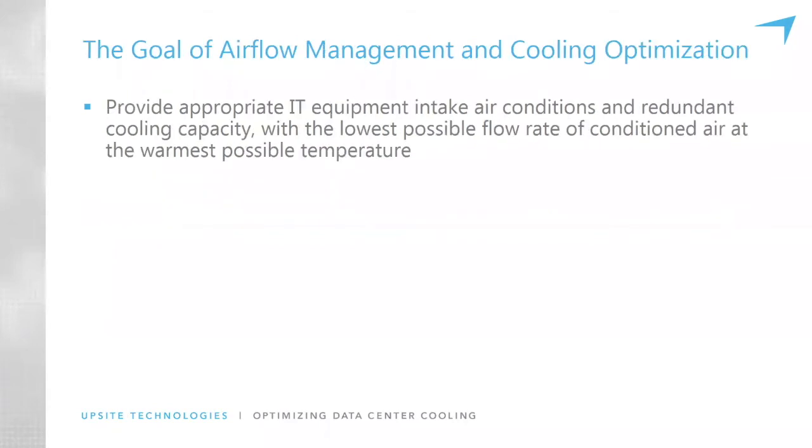So the goal of cooling optimization and airflow management is to provide the appropriate IT equipment intake air conditions and redundant cooling capacity, of course, with the lowest possible flow rate of conditioned air. That means the fan speed is at the lowest possible speed, and with the warmest possible supply temperature of air. So the lowest flow rate of air at the warmest possible temperature. And everything is done to achieve that goal. And when this is done, a number of benefits result. Cooling capacity is increased, IT equipment reliability is increased, and operating cost is reduced as much as possible, and a number of other benefits as well. So this is kind of my career in one sentence. This is cooling optimization in one sentence.